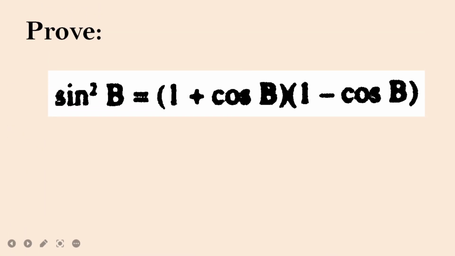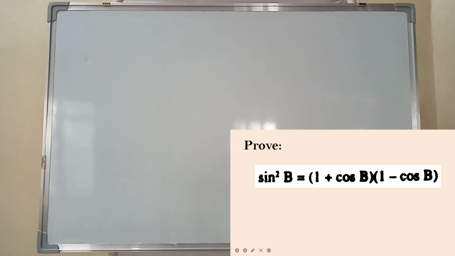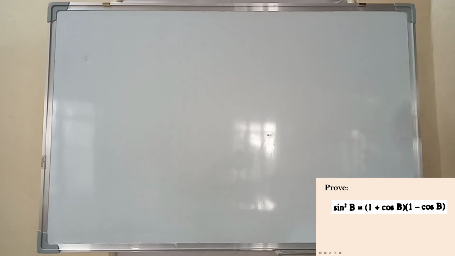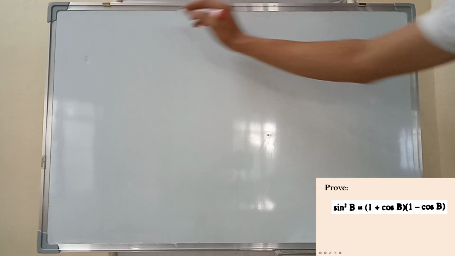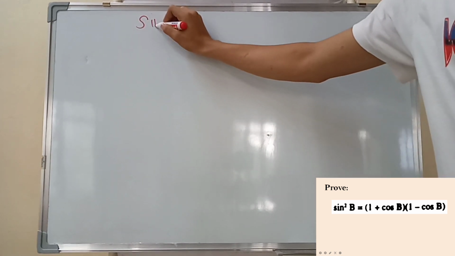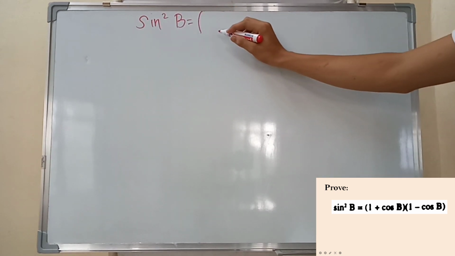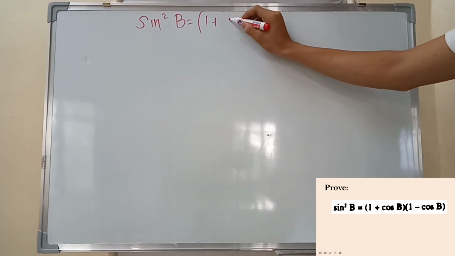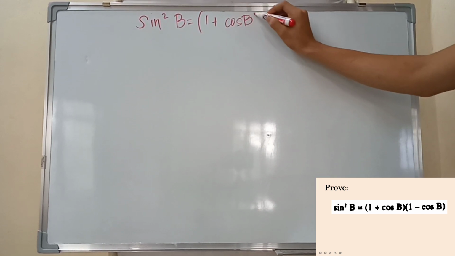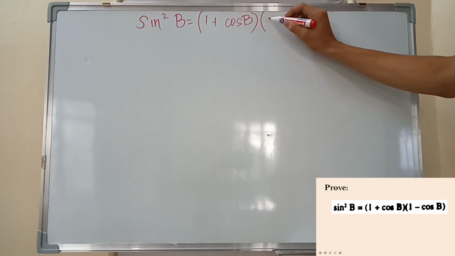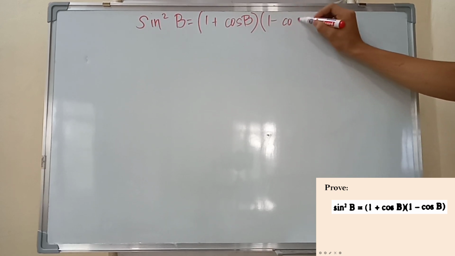So next is the example. Prove that sine squared b is equal to 1 plus cosine b times 1 minus cosine b. So, solve natin. So, ang given dyan is sine squared b is equal to, open parenthesis, 1 plus cosine b times 1 minus cosine b.